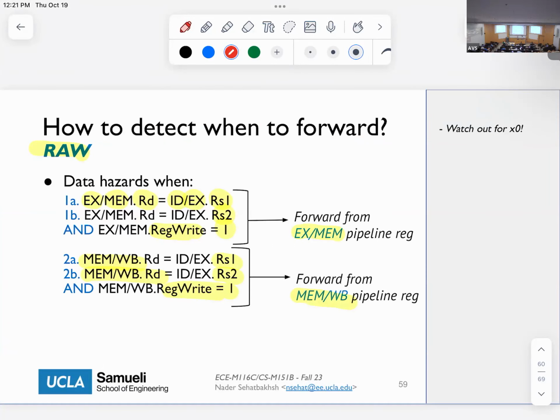And then one thing to look at is X0. There might be a scenario where RS1 is X0 and RD is also X0. In that case, you really don't need to do the forwarding, because in either case it's always 0. But if you also do the forwarding, nothing bad really happens either. We typically don't do forwarding if both of them are X0.